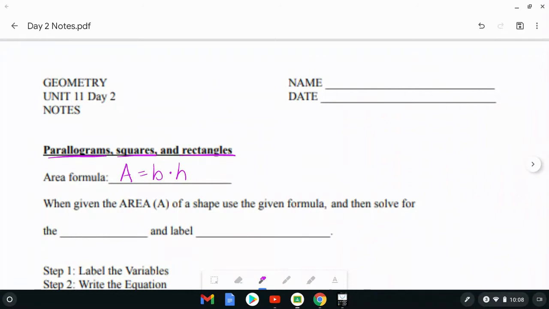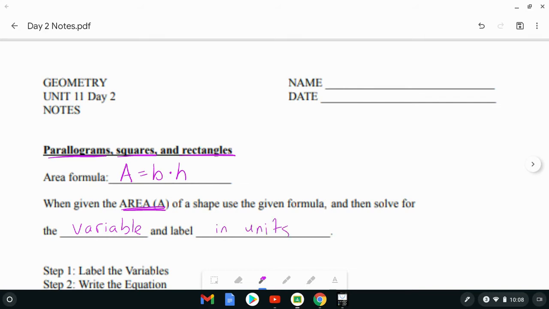Okay, so don't forget we got that formula right there for all our parallelograms. Area equals base times height. When you're given the area this time, though, of the shape, we're going to use that formula that we know, and we're going to solve for the variable and then label in units.